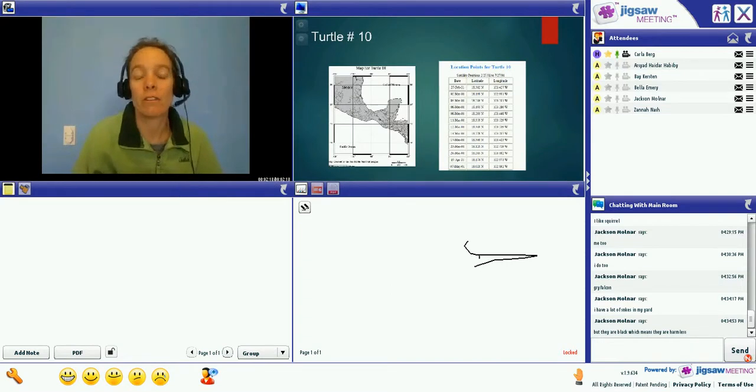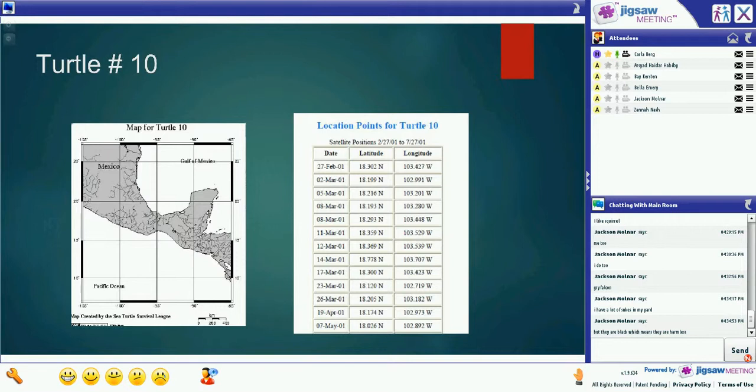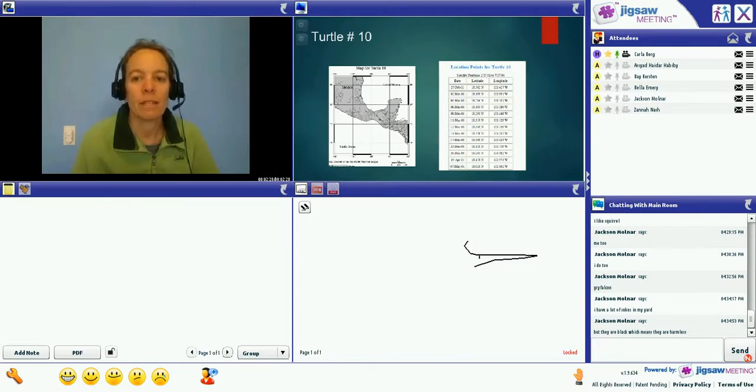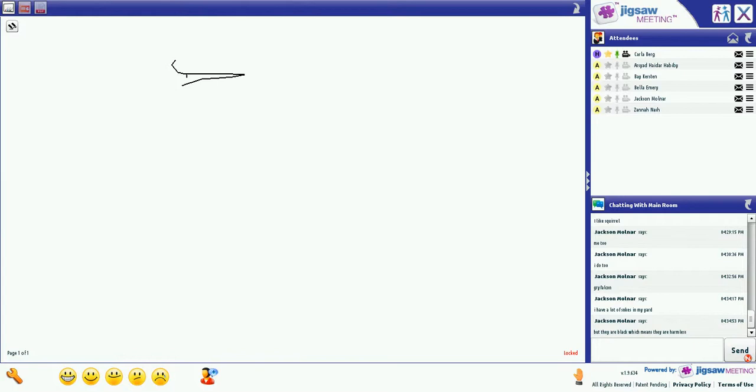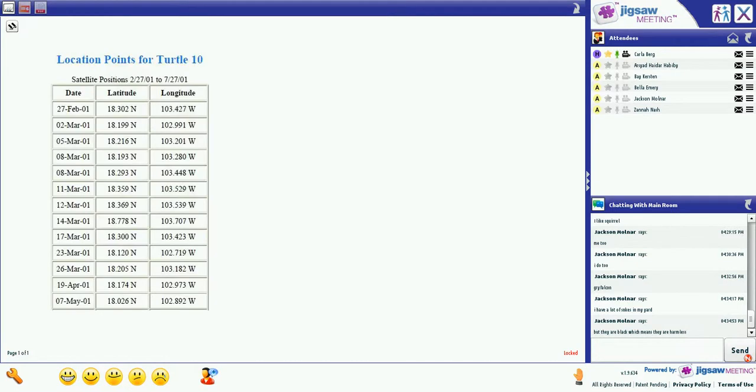So we are going to track our turtle. And our turtle is called turtle number 10. So up on the whiteboard, I am going to put a map. So please do not make any marks up on the whiteboard until I tell you to. Okay, and let me pull the map, so give me 1 second.